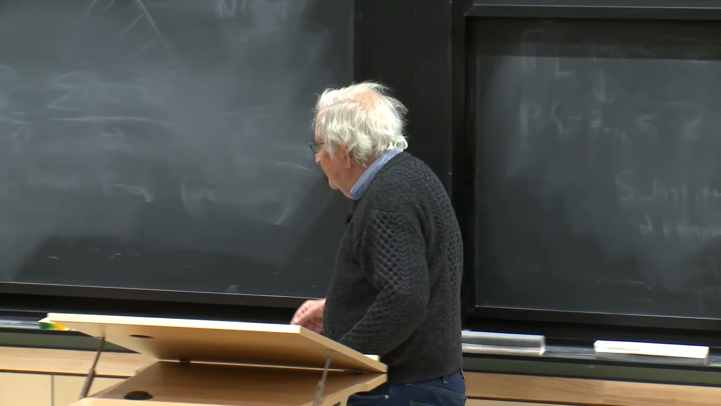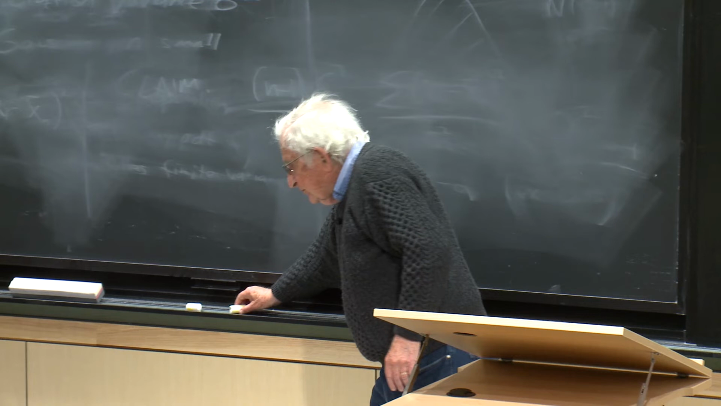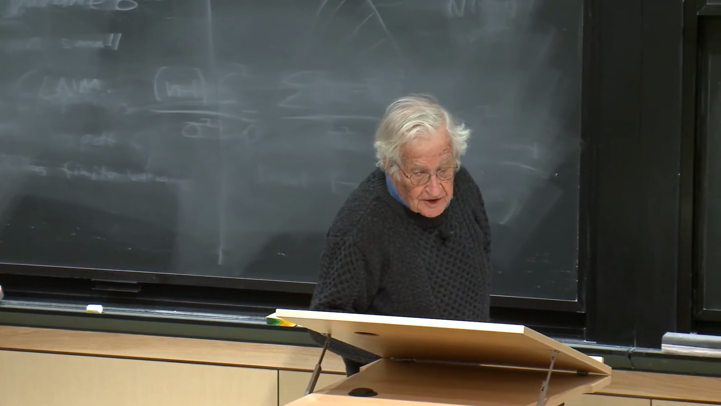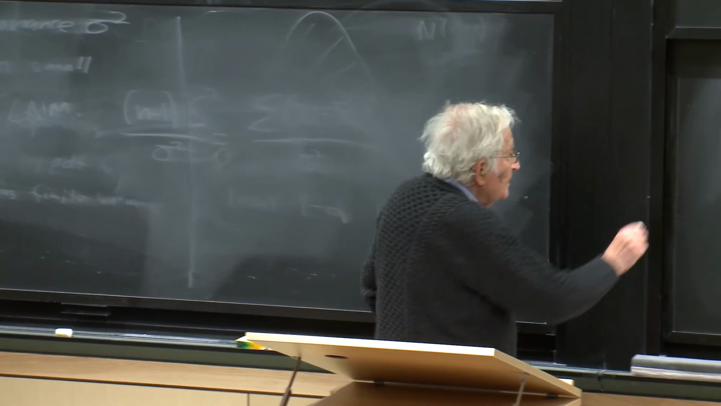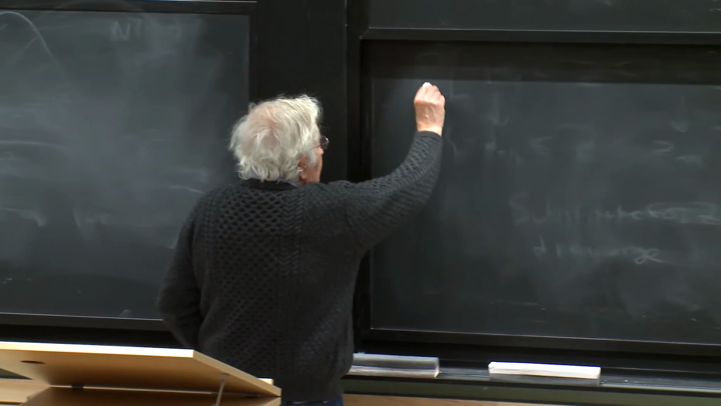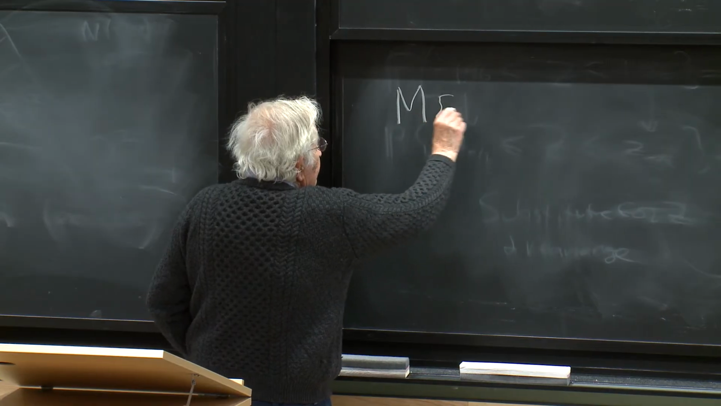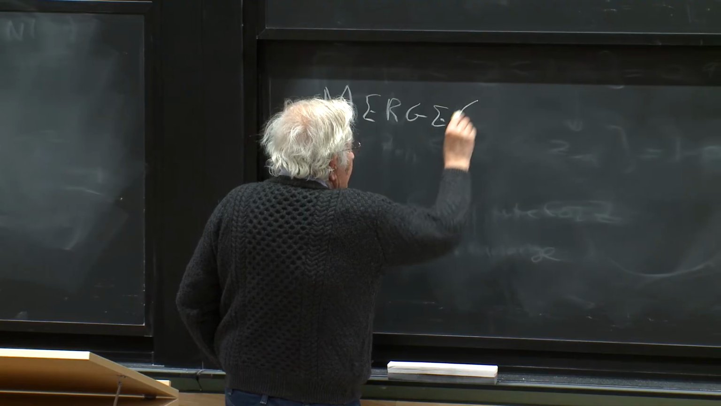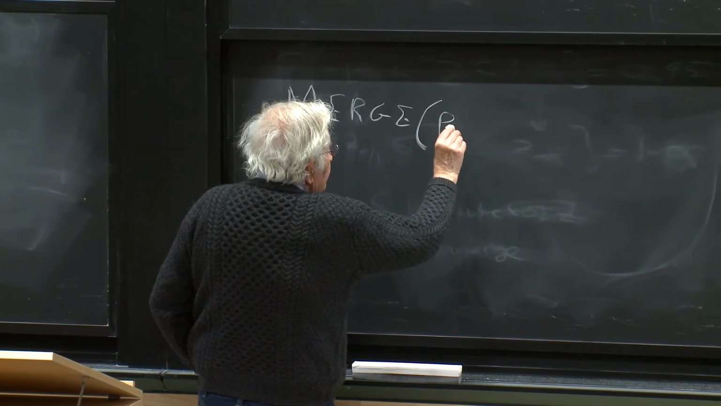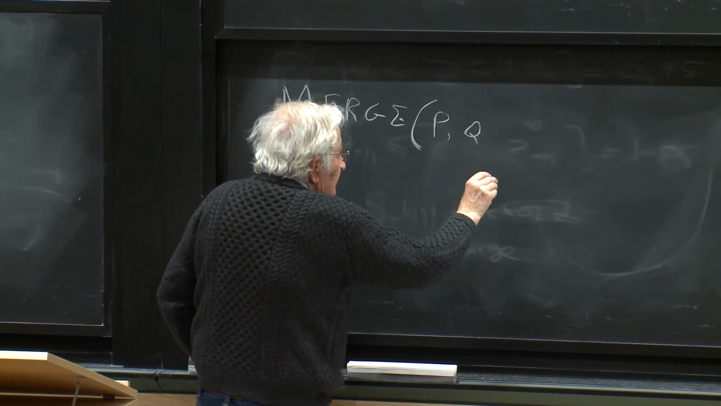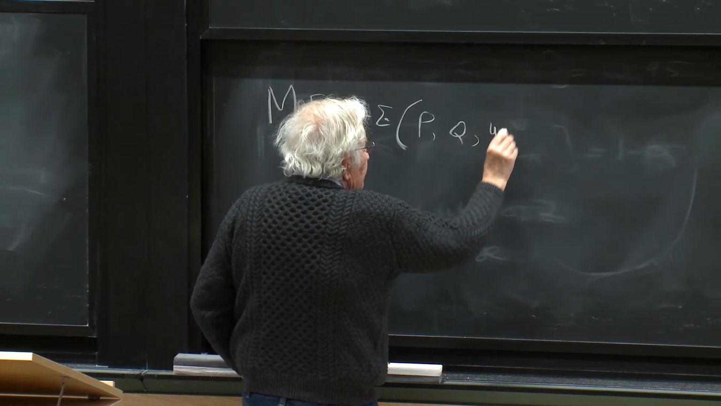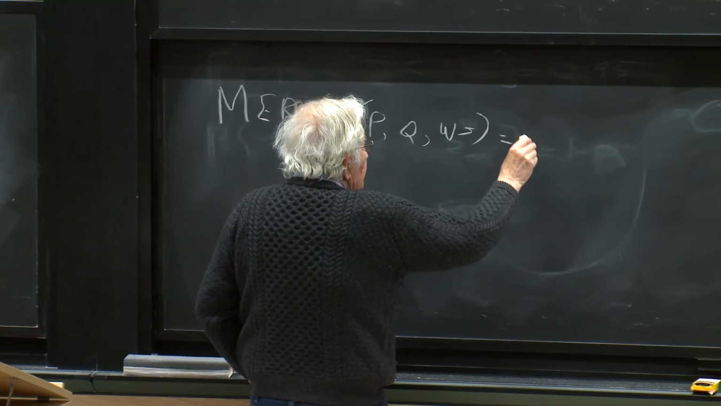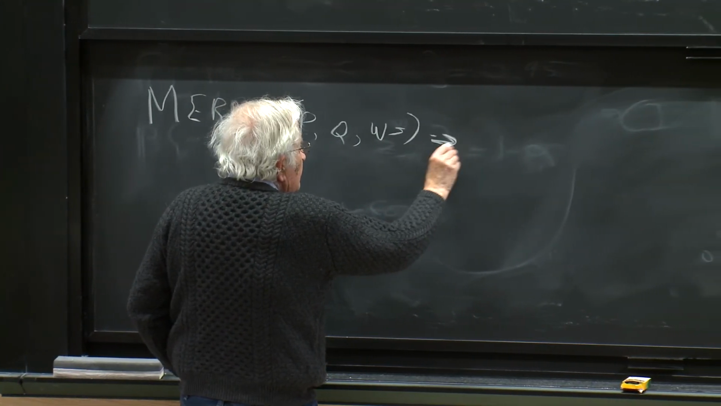Where? Here. So what we want is some kind of operation, let's call it capital Merge. We'll look at its properties. It takes two things, call them P and Q, the guys we're going to merge, and a workspace, and turns it into some other workspace.